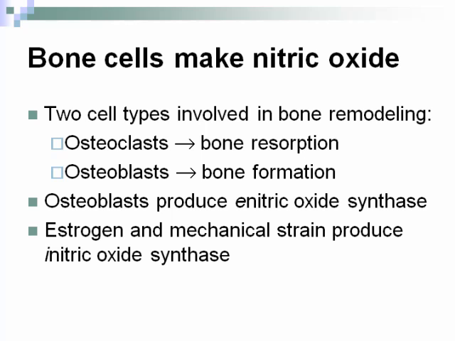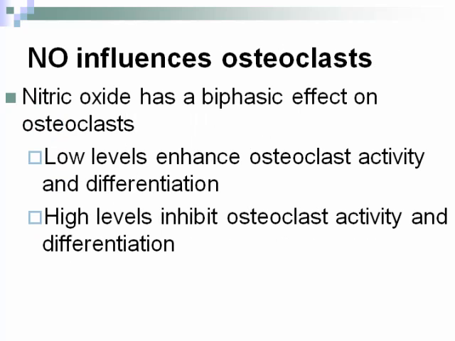We know also that bone cells can make nitric oxide. There are two cell types involved in bone remodeling: osteoclasts, which are responsible for bone resorption, and osteoblasts, which are responsible for bone formation. Osteoblasts are thought to produce E-nitric oxide synthase, and estrogen and mechanical strains produce I-nitric oxide synthase. And you'll remember that you need nitric oxide synthase to make nitric oxide.